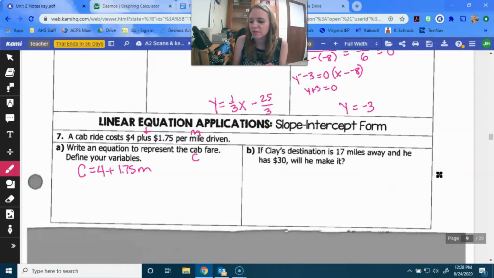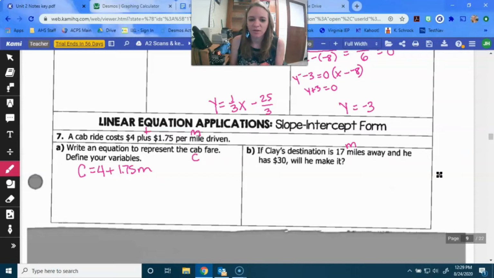Okay, and then if you're not sure, take a step back and ask yourself, okay, does this make sense for my scenario? Yes, it does. Okay, so that's really all you got to do. Write your equation out. Okay, then of course, they give you a scenario that you need to use it to solve. If Clay's destination is 17 miles away and he has $30, will he make it? So his destination is 17 miles, so that's going to be my M. And he has $30, will he make it?